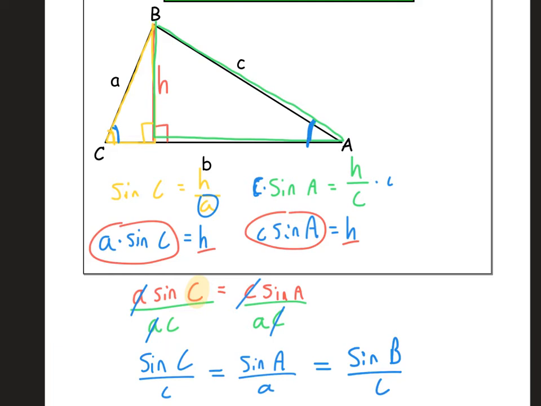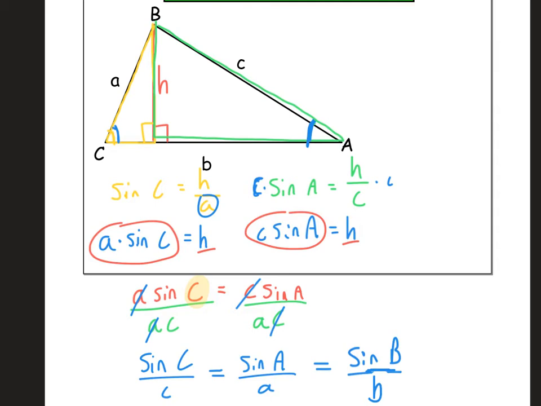But why am I writing C on the bottom there? One sec. Sorry, that should be over B. Okay, and let's do a couple examples, try and clear that up a little bit. But basically, if you just remember, the sine of any angle over its opposite side length will equal the sine of any other angle over its opposite side length will equal the sine of the third angle over its side length. So again, let's go to an example and kind of clear that up a little bit.